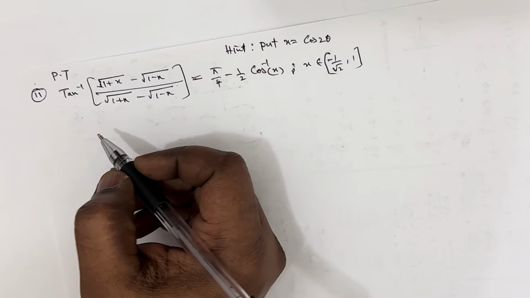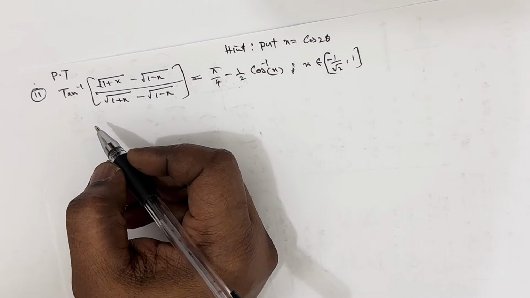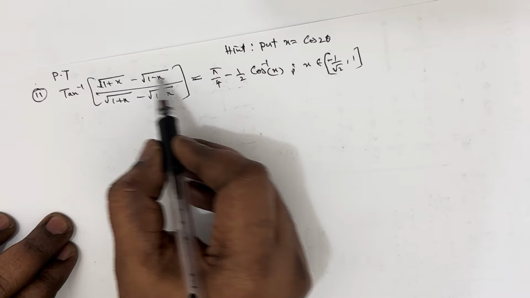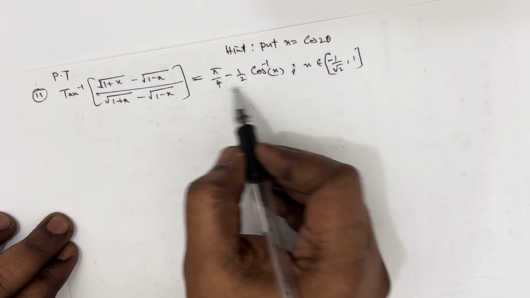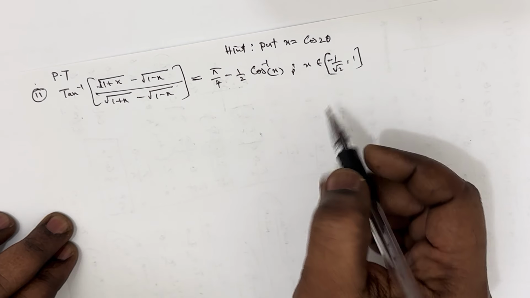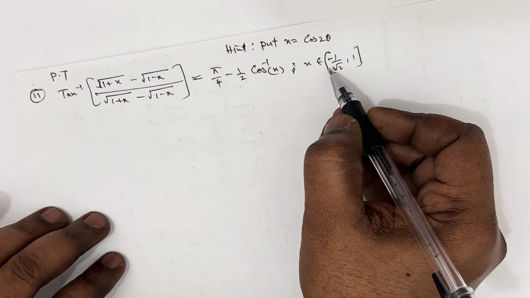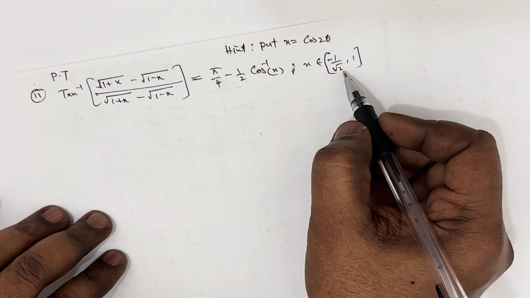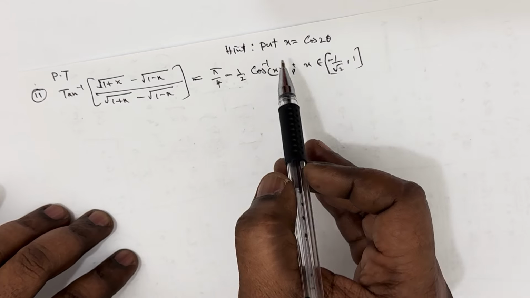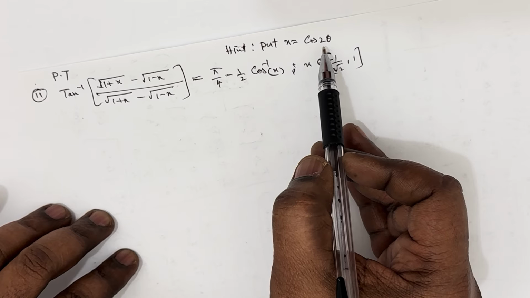Okay, let's do the 11th problem. Prove that this is equal to this. The left hand side is equal to the right hand side. A condition is given that x belongs to [-1/√2, 1], a closed interval. And also a hint is given: put x equal to cos 2θ.